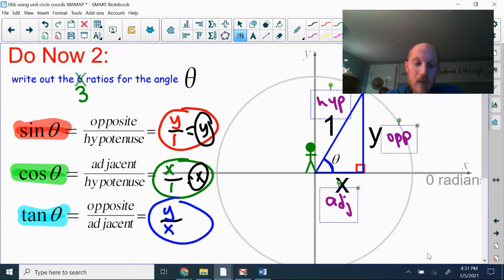So for sine, this time y over 1, y divided by 1 is just y. Cosine, x over 1, so we get just x. And tangent, y over x, and we can't clean that one up at all.